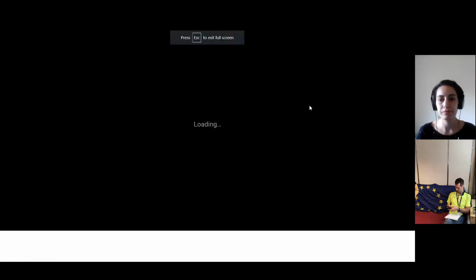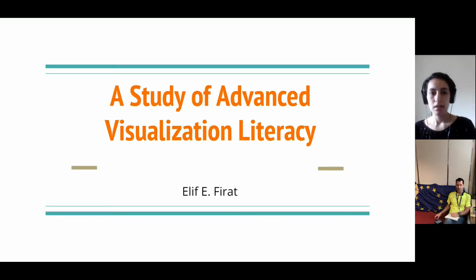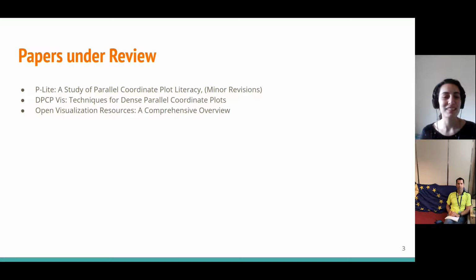I'm using Rai for... Okay, so my thesis title is A Study of Advanced Visualization Literacy. And yeah, these are the published papers. I don't know why they're in this order.